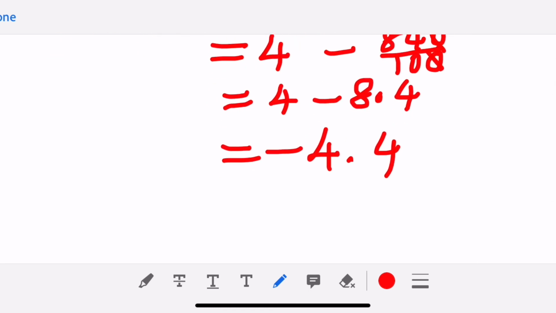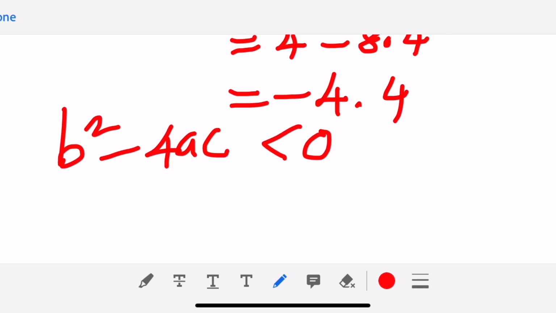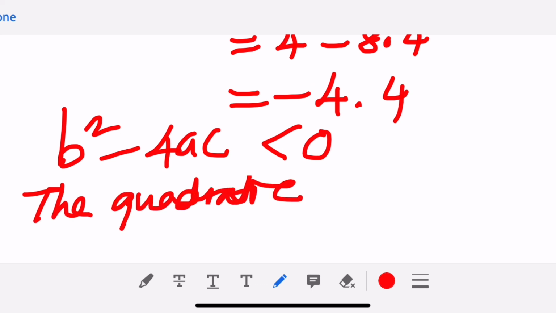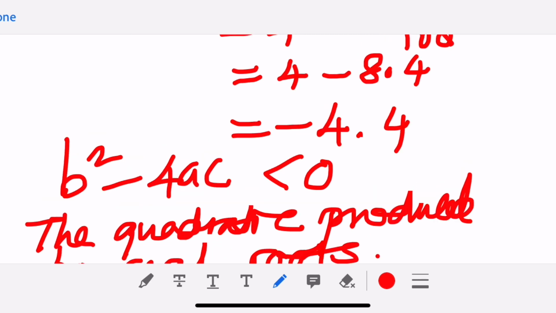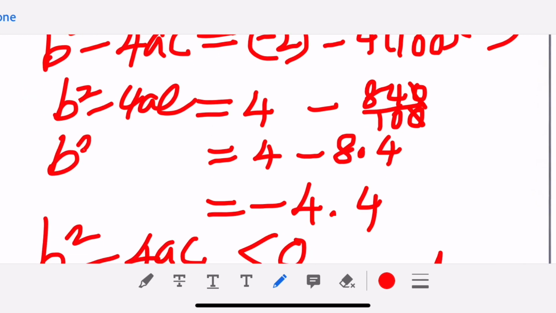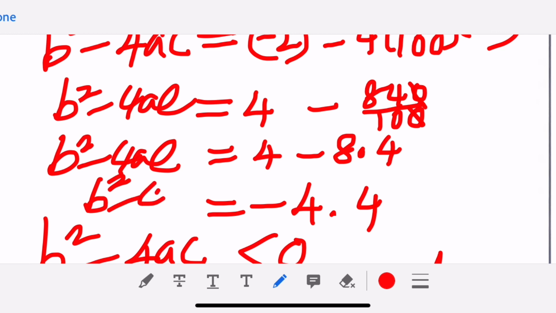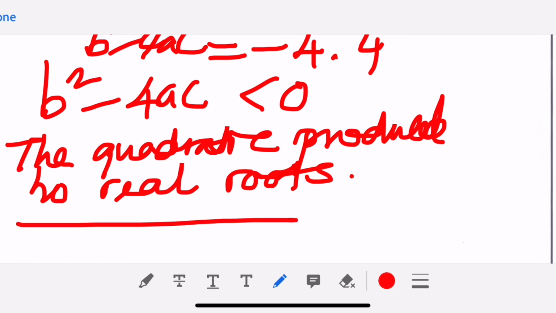So hence it shows that b squared minus 4ac is less than 0. Hence we can say that the quadratic equation produces no roots. It won't cut the x-axis. No real roots, or has no real roots. We have to show the b squared minus 4ac properly. Show that the value of b squared minus 4ac is a negative value. And then we have to write a statement to support the answer.